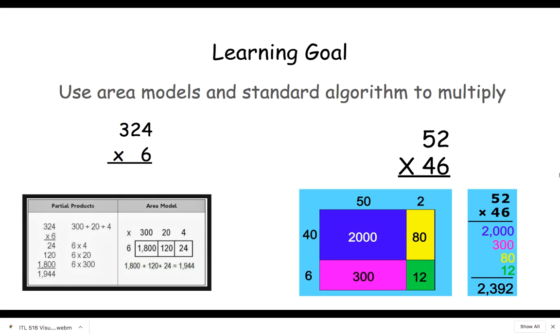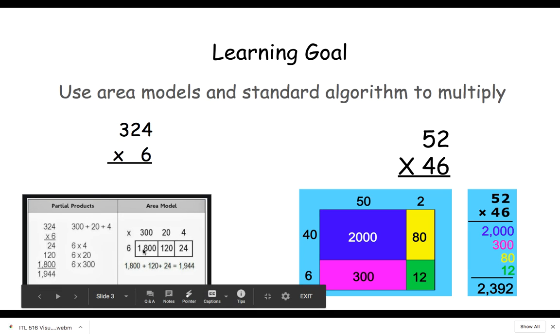Okay, so the learning goal for today is you will be able to use area models and the standard algorithm to multiply. Here are 2 examples of the types of problems you will be learning. Up to 4-digit, in this case it's a 3-digit by a 1-digit. This is what the area model will look like, and this is what it will look like when you have the partial products and you add them in the standard algorithm.